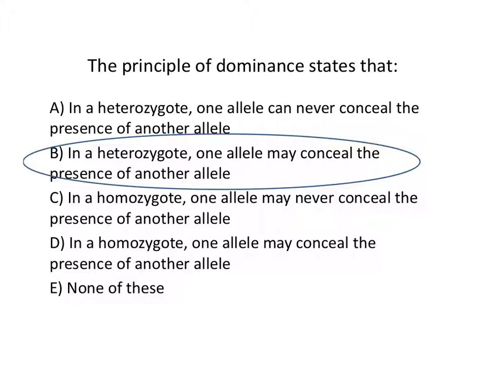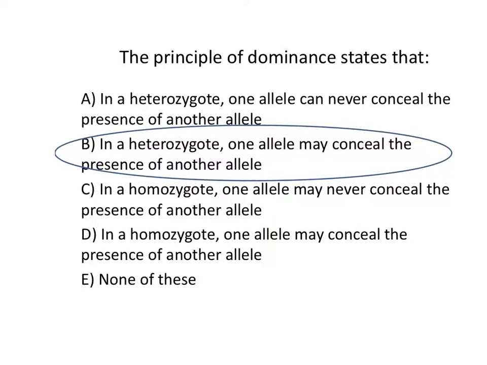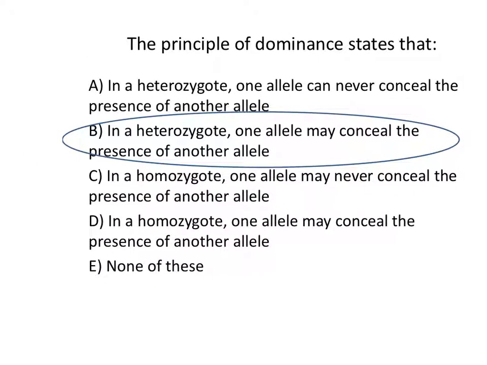Okay, so coming to Mendel, if we have a look at his work, the principle of dominance states that in a heterozygote, one allele may conceal the presence of another allele. We just saw that previously, where this is our dominant allele, this is our recessive allele, the presence of that single dominant allele will mean we will have the dominant phenotype being expressed or observed.